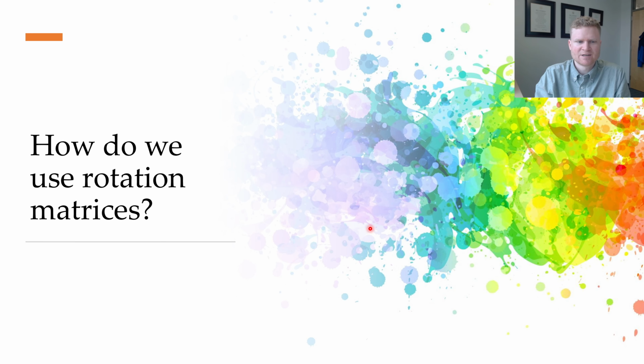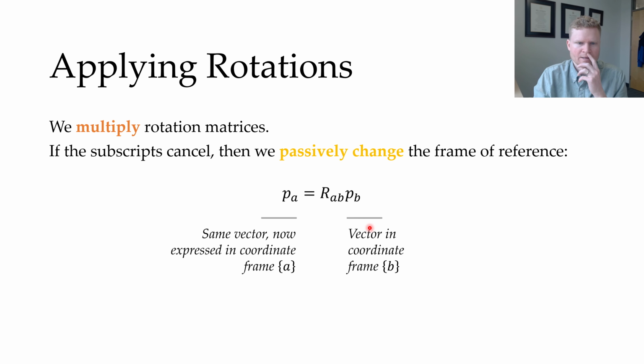Okay, so we got these rotation matrices. What do we do with them? Like, how are we going to use these rotation matrices in practice? The main thing we do is we multiply. So the number one application for rotation matrices is we multiply these rotation matrices. And I kind of have hinted at that. We went through the proof.